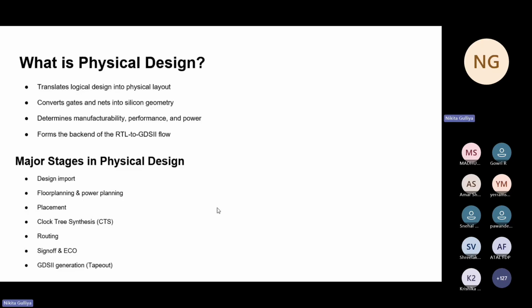And major stages in physical design include design import, floor planning, placement, clock tree synthesis, routing, sign off, and finally GDS2 generation, also known as tape out.